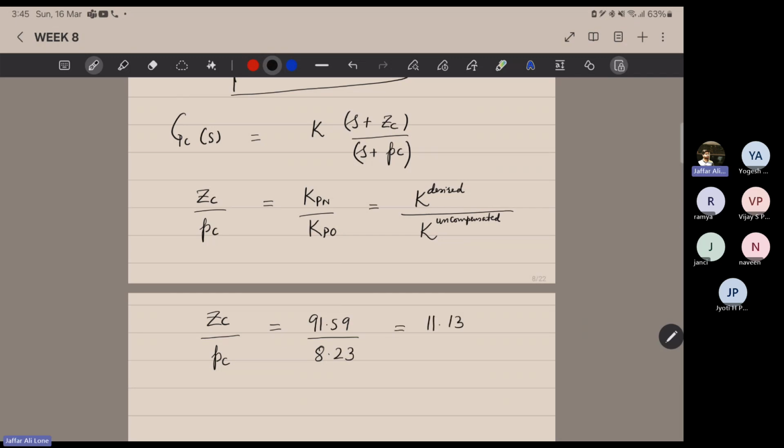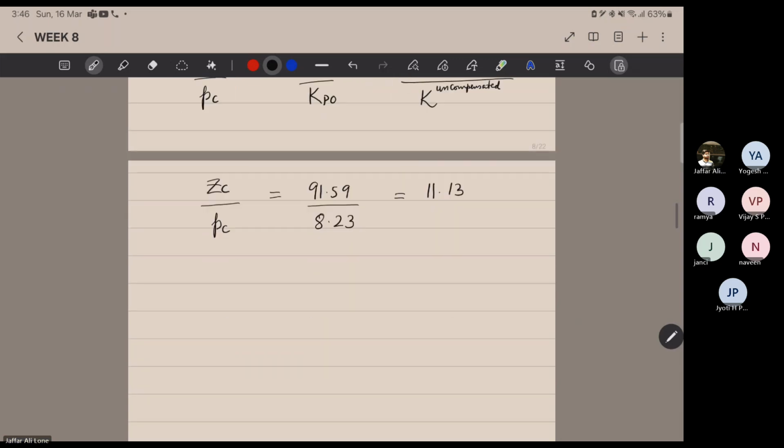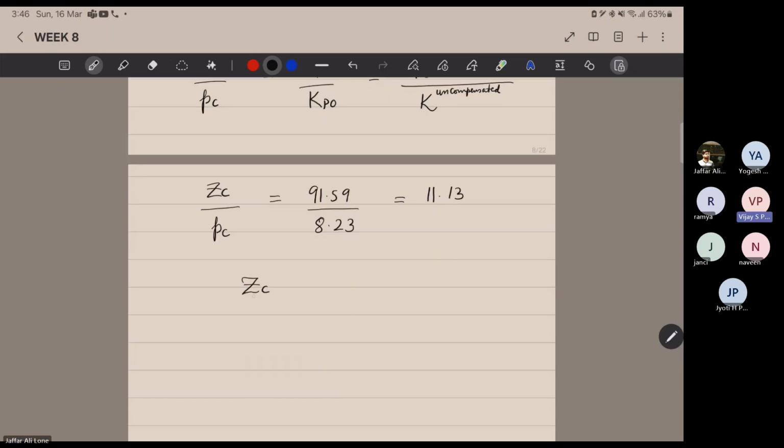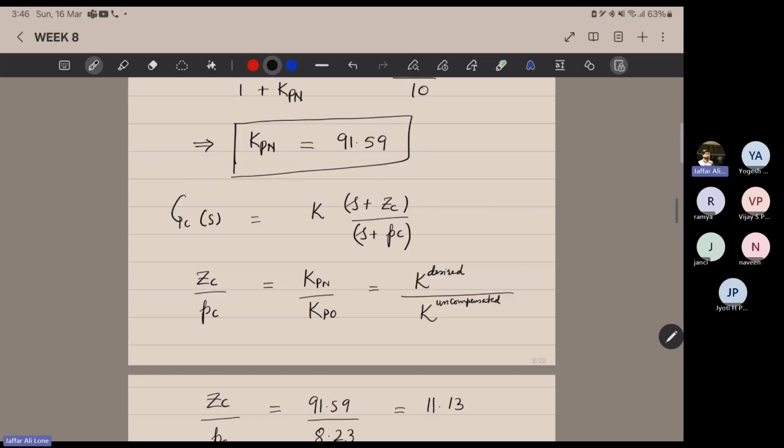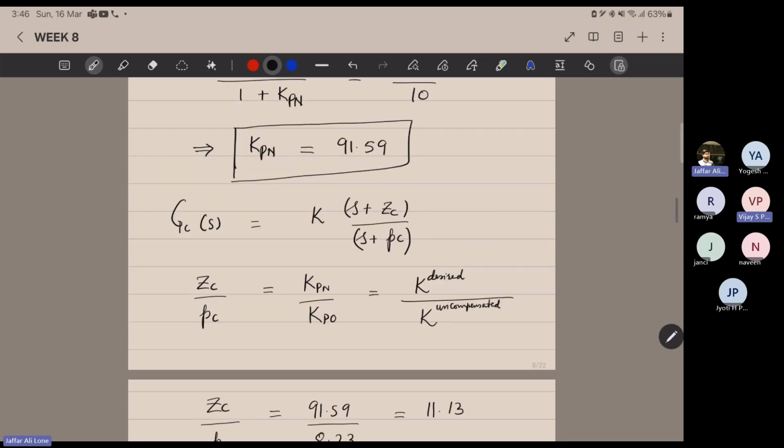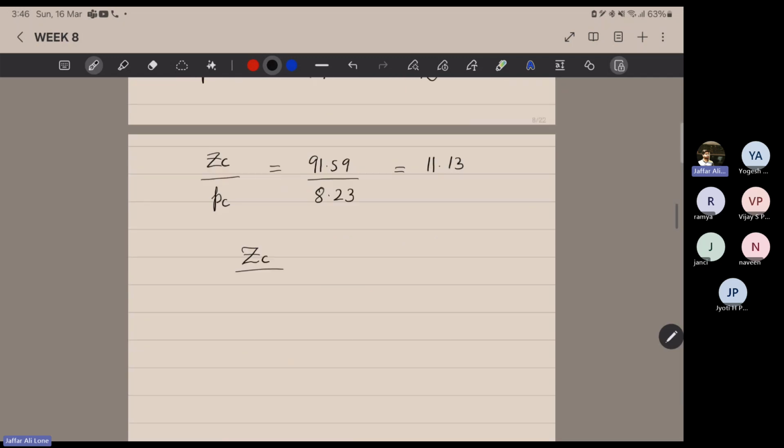Oh yes, the difference is large. That's why we are getting our steady state error decreased by a factor of 10. Now see, this Kpn is 91.3, right? Whatever it is, how much are you getting? 91.3. Okay, that's fine, 91 you are getting, so there won't be much difference. So Zc over Pc is equal to 11.13.